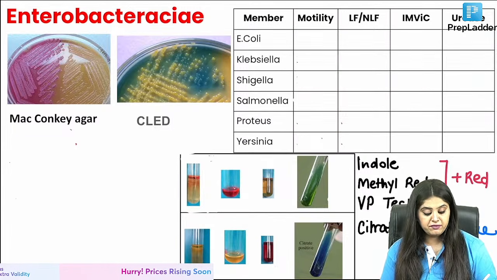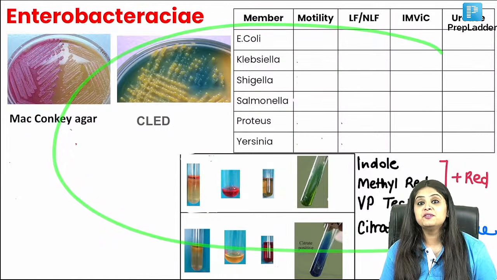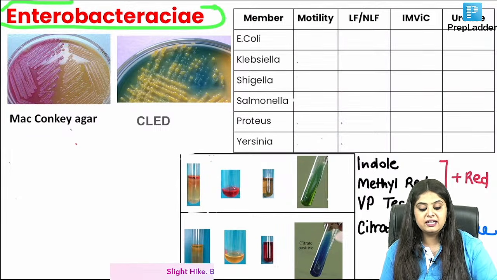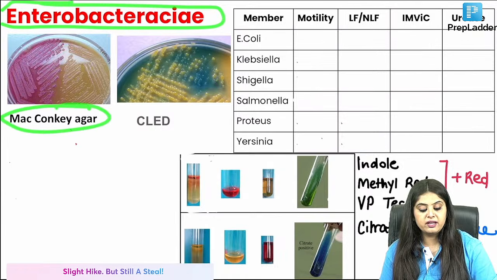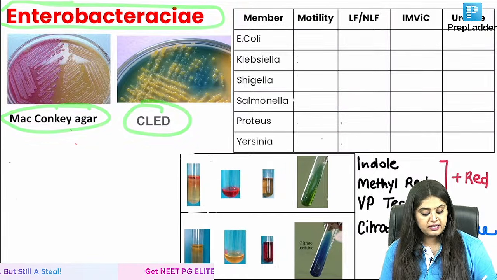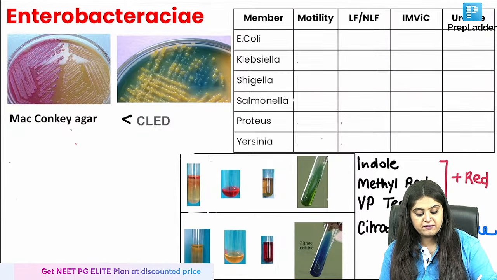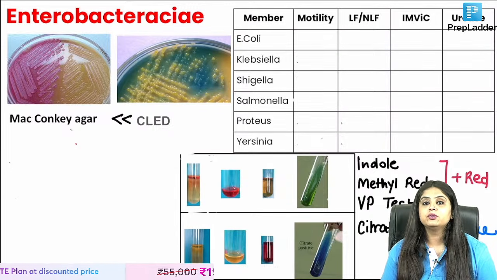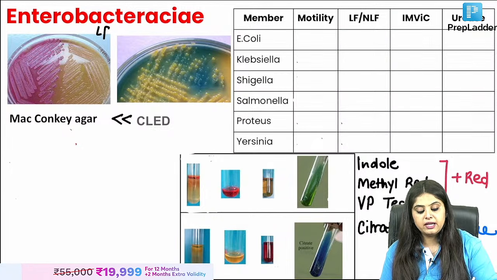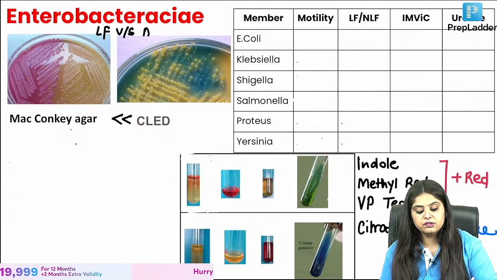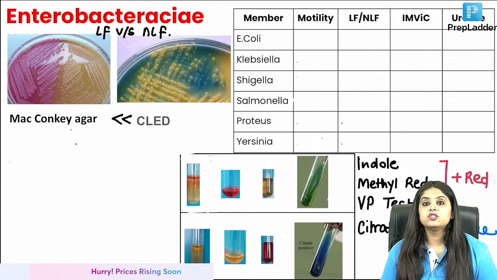Now coming to a very tough table which you will finish. What am I trying to tell you? Enterobacteriaceae family. We have two media: MacConkey versus CLED. CLED is better, I will put a mark over here. But what are both of them trying to tell you? Both tell you about lactose fermentation versus non-lactose fermentation.